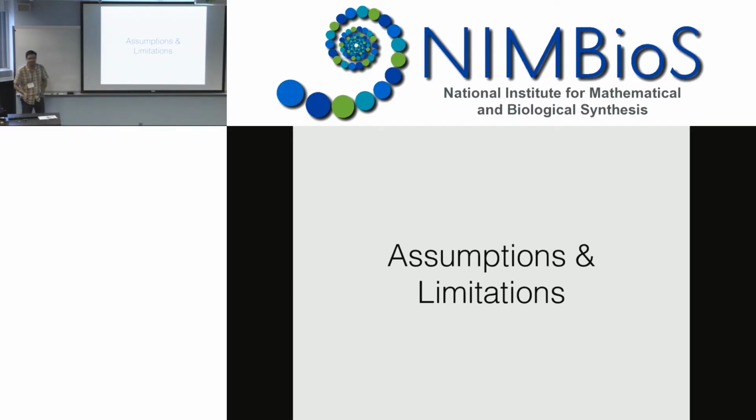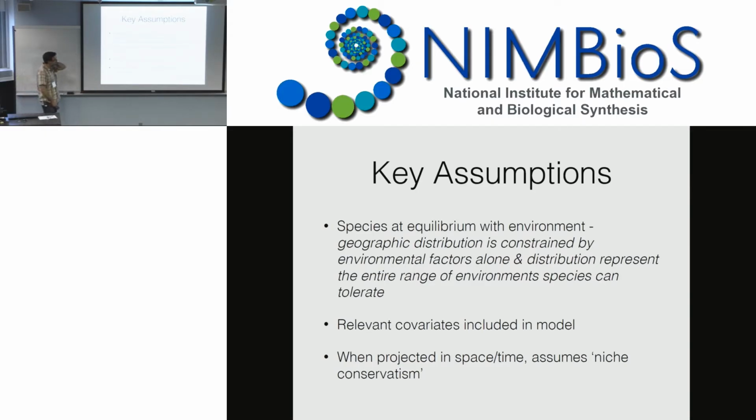Okay, assumptions and limitations. There's lots. The ones that are most relevant probably here is this idea that species are at equilibrium with the environment. So another way of saying that is that the geographic distribution is constrained by the environmental factors alone. I'm talking abiotic factors here. And its current distribution represents the entire range of environments the species can tolerate. And, of course, we hope that the relevant covariates are included in the model that do this. Who knows? Maybe they just happen to be correlated by chance.